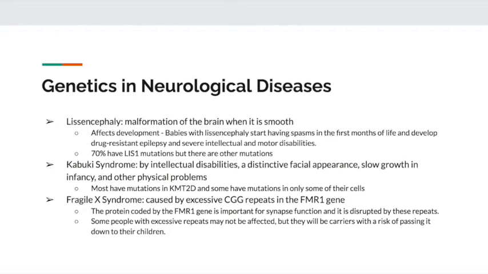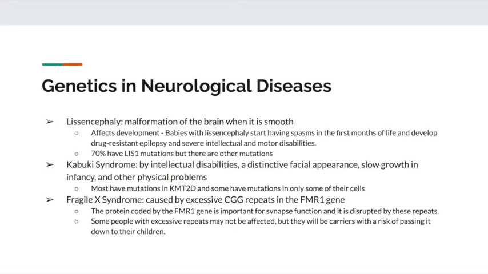Genetics in neurological diseases. Mutation impacts differ between diseases and people. Lissencephaly is a disorder which has a malformation of the brain when it is smooth. It affects development. Babies with lissencephaly start having spasms in the first month of life and develop drug-resistant epilepsy and severe intellectual and motor disabilities. 70% of those with lissencephaly have LIS1 mutations, but there are other mutations associated.